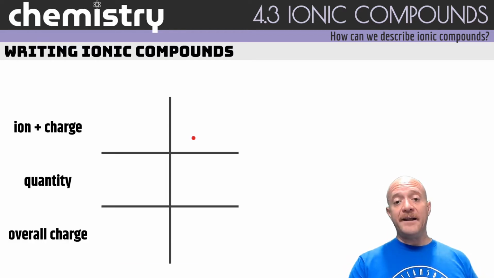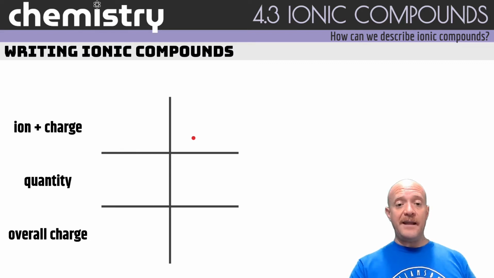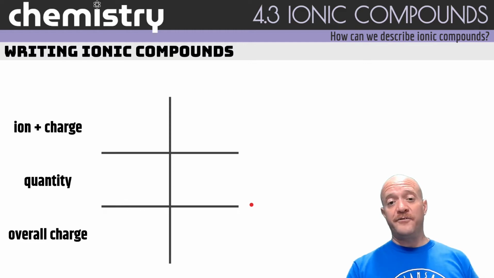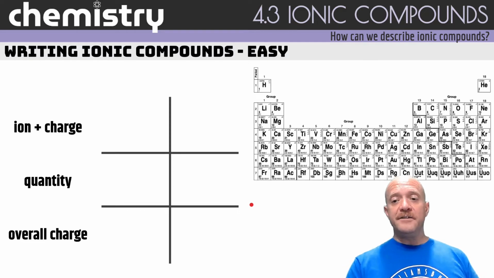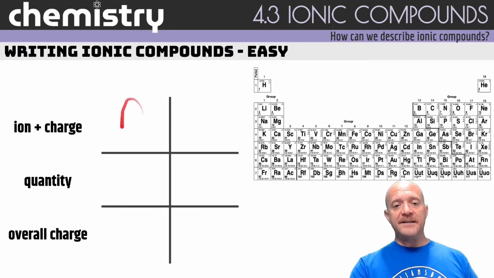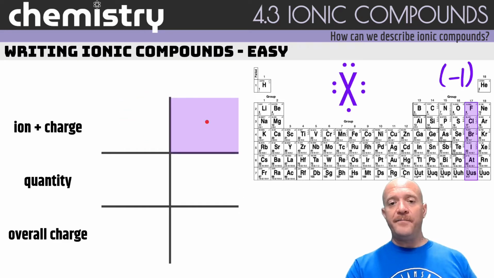So when you're writing an ionic compound, this is when you're given the name, you're going to have this type of a setup, and this is the setup that I use, and I think it works really well. It's pretty foolproof. Here's some easy ones. So basically you're going to put the ion with the charge. Positive will go here, negative will go here.